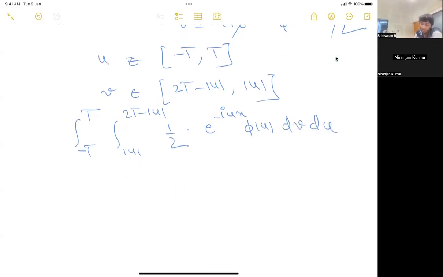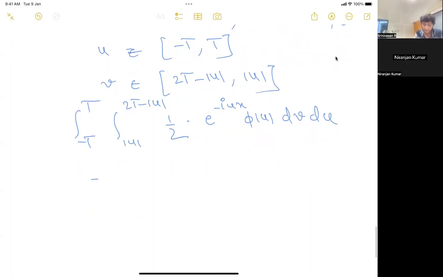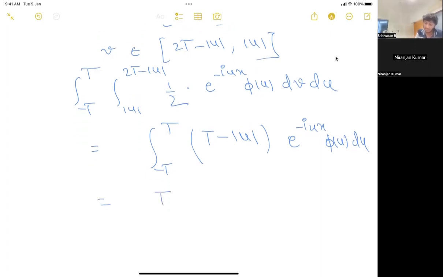Now all the functions are functions of variable u. So we integrate over v to get the following. This is equal to the integral from minus t to t of t minus mod u, e to the i u x phi of u du. When you integrate over v, you'll get 2t minus 2 mod u, and when you divide it by 2, you'll get t minus mod u. This is taking out the t.